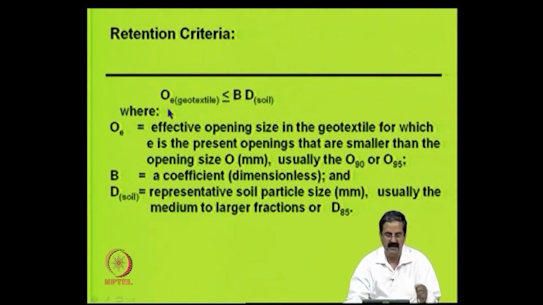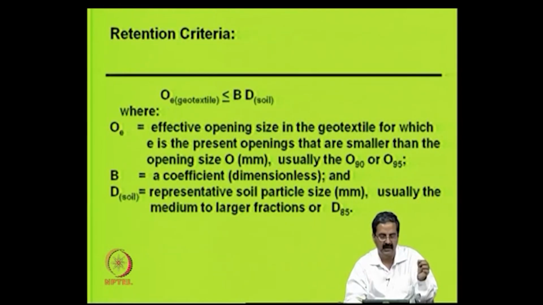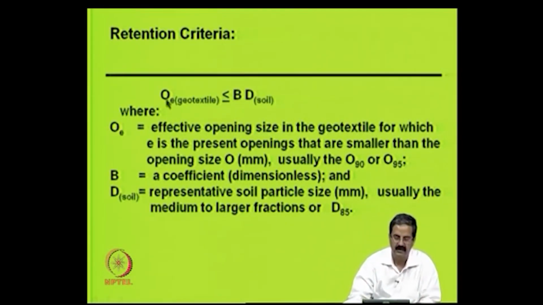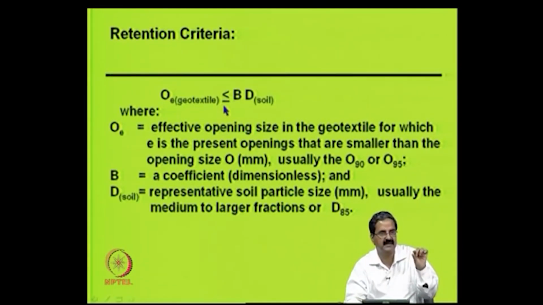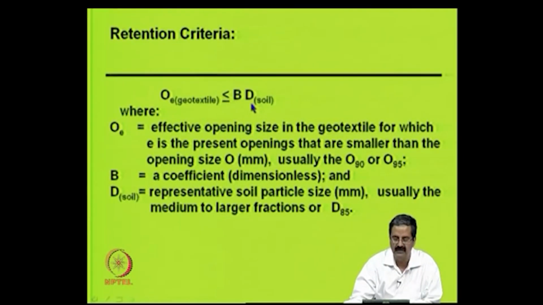What does retention mean? The material should only allow the water to go out and the soil should stay back. So, the apparent opening size of the geotextile should be small, otherwise the particles will come out. It is some ratio of the D size of the soil, with some factor B. The effective opening size in the geotextile, openings that are smaller than this, we call O90, should be less than or equal to B, and B is a coefficient that could be 1 also.